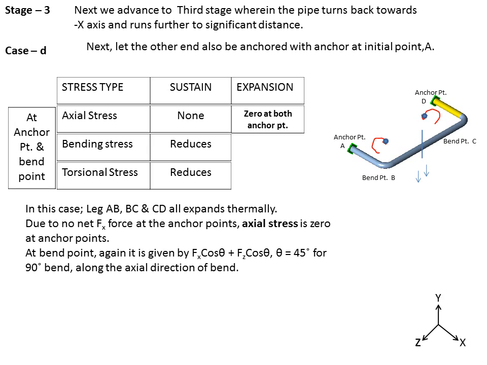At bend point, again it is given by the relation Fx cos theta plus Fz cos theta, where theta equals 45 degree for a 90 degree bend along the axial direction of the bend. So herein, as no Fx force is acting, axial stress is given by Fz divided by root 2 because Fx becomes 0 and theta equals 45 degree. So for this configuration wherein both ends are anchored, we have the equation Fz divided by root 2 to determine the axial stress at the bend point.